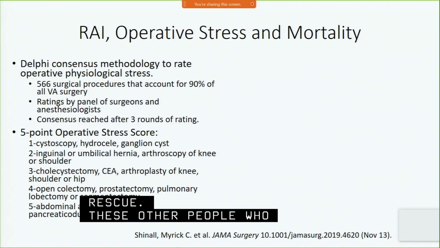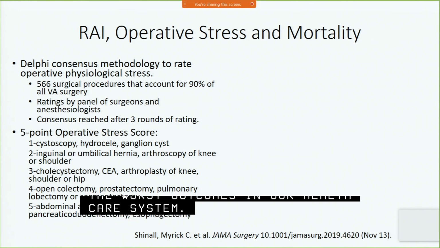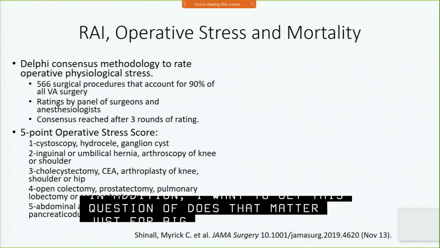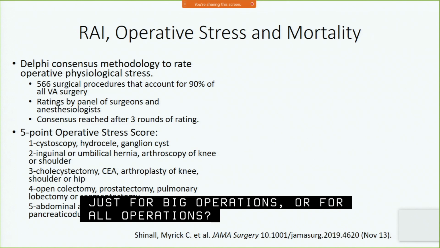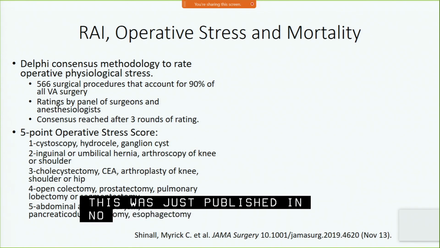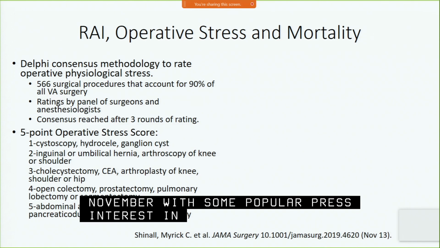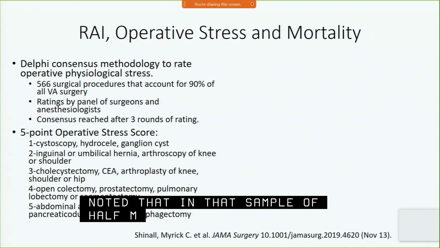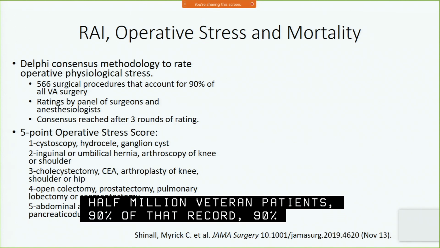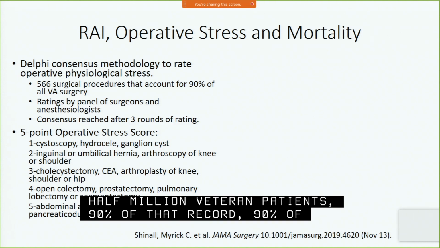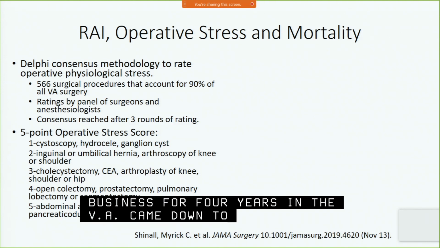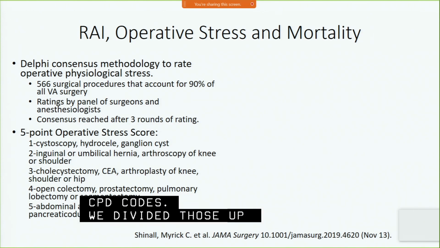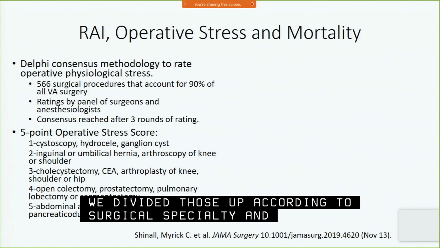In addition, I wanted to try to get at this question of, does it matter just for the big operations, or is it for all of the operations? And this was just published in November in JAMA Surgery with some popular press interest in it. To answer this question, we noted that in that sample of 500,000 veteran patients, 90% of the book of business for 4 years in the VA came down to just 566 CPT codes. We divided those up according to surgical specialty, sent them off to a panel of surgeon experts and anesthesiologists to rate each of them according to their physiologic stress from low to high.